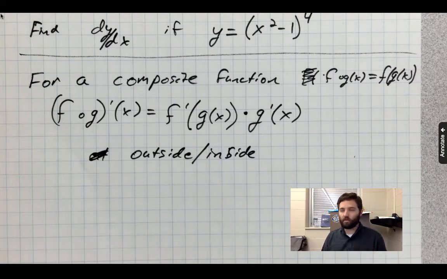Very similar with the product rule. I said the same thing over and over. It was the first derivative of the second plus the second derivative of the first. With this one, it's over and over. It's going to be derivative of the outside, leave the inside alone, times the derivative of the inside.